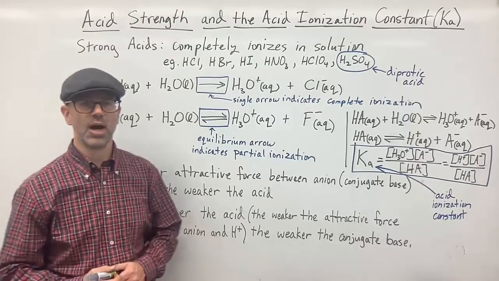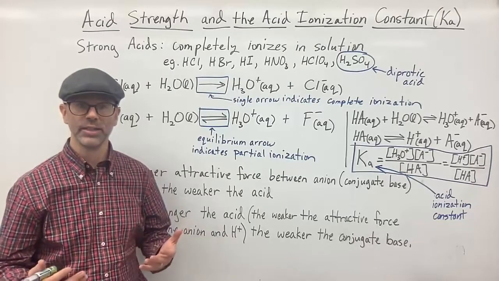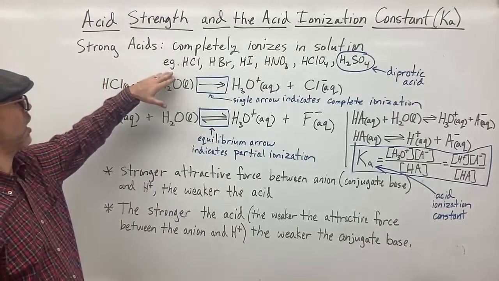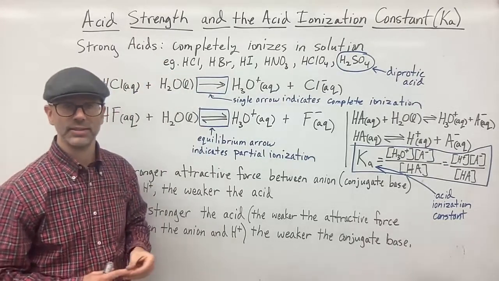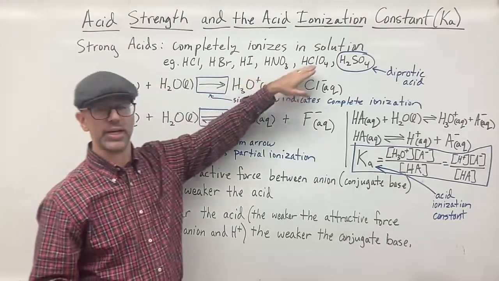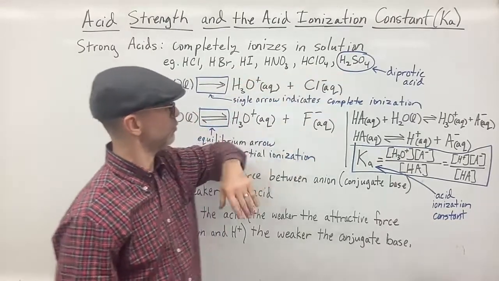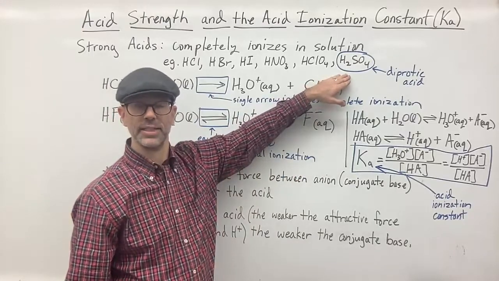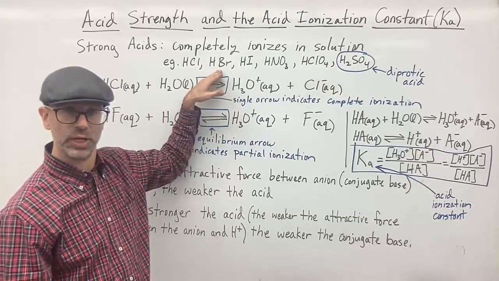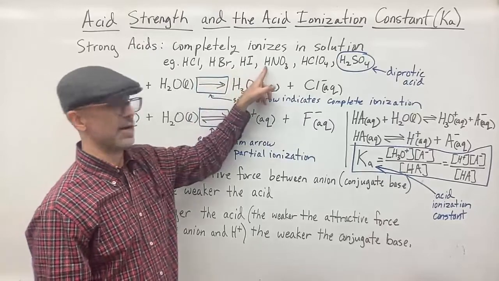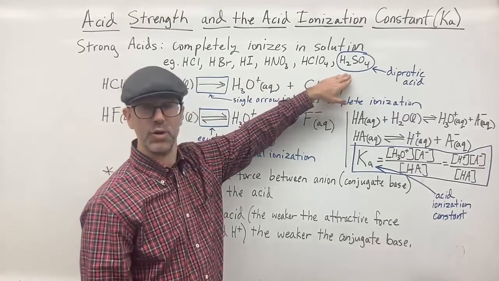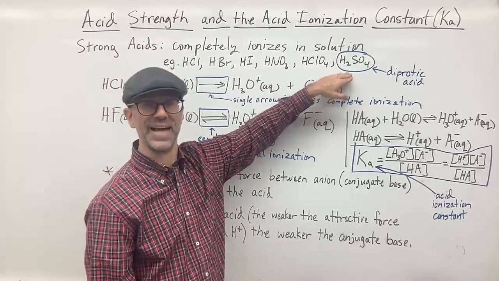Strong acids are acids that are going to ionize completely in solution. These are going to be your six strong acids: HCl, HBr, HI, HNO3, HClO4, and H2SO4. H2SO4, sulfuric acid, is a diprotic acid. The rest are monoprotic, because they all have only one acidic hydrogen that will come off when you put it into water. Here you have two hydrogens that will come off when you put it into water, so it's diprotic.